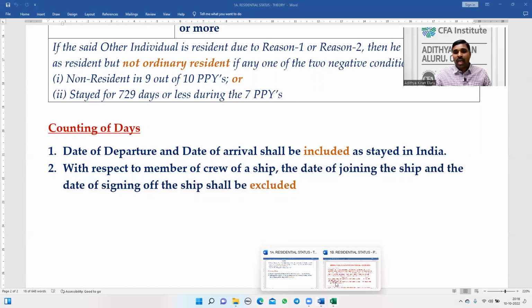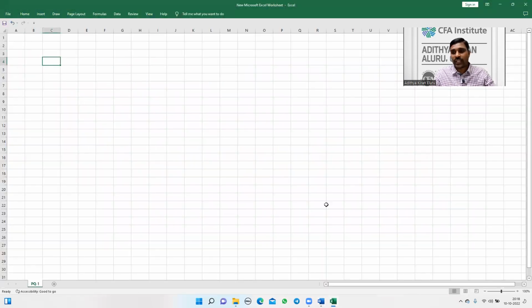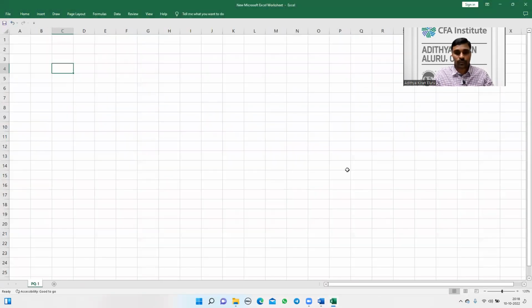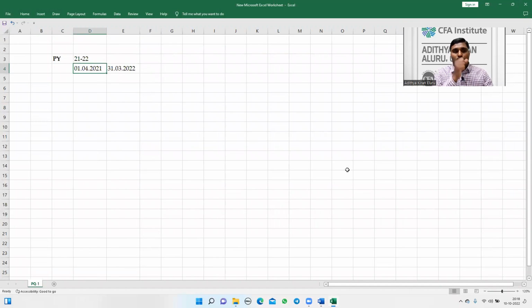In the given case, for the previous year 21-22, we have to count how long he has stayed in India. What is our previous year? Our relevant previous year is 21-22, which starts from 1st April 21 and runs till 31st March 22. This is the period I have to consider: 1st April 21 to 31st March 22.